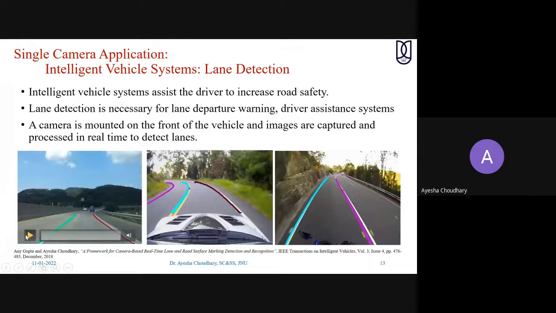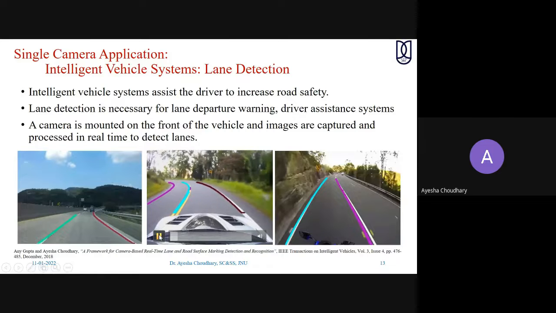Because the driver in the other lane will not be aware that a vehicle from this lane will suddenly start departing. And therefore, if the vehicle starts to depart, we should be able to tell the driver that the vehicle is moving away from the path that it should take. So that's a lane departure warning.